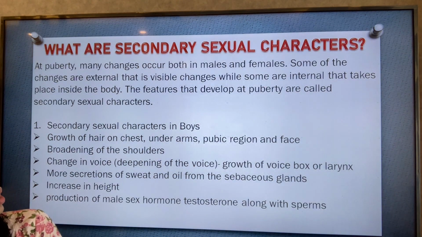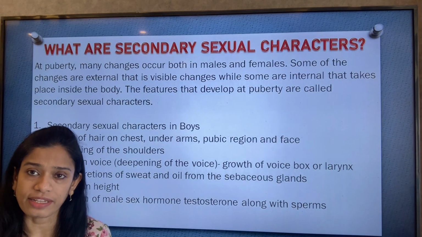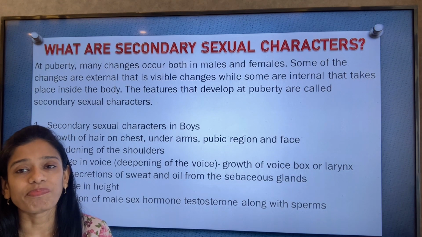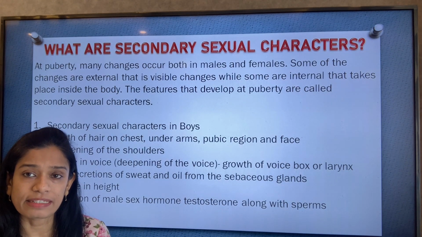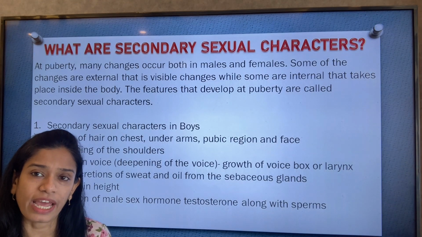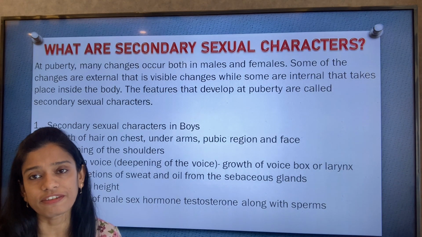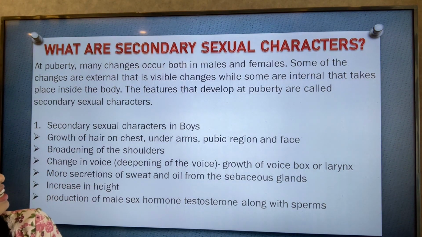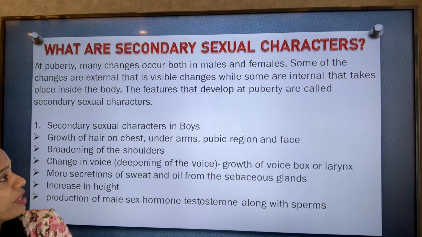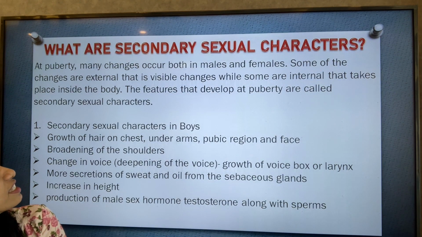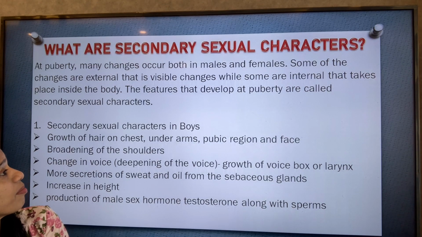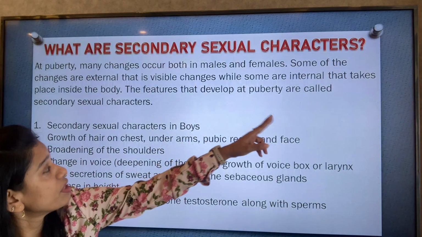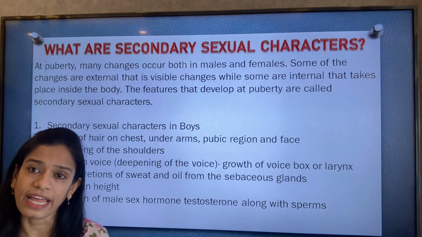Now let's see what the secondary sexual characters are. I have told you that during the onset of puberty there is a development of the secondary sexual characters. Let's see what they are and how they differ in boys and girls. At puberty many changes occur in both males and females. Some changes are external, that is visible, while some are internal, taking place inside the body. The features that develop at puberty are called the secondary sexual characters.